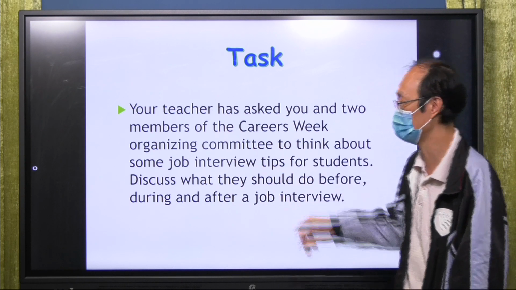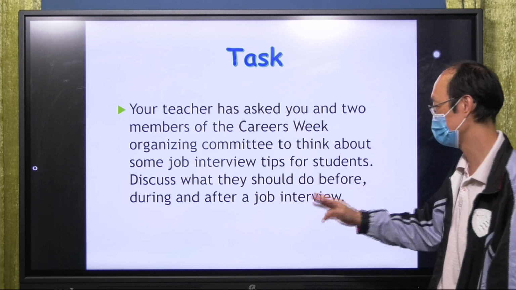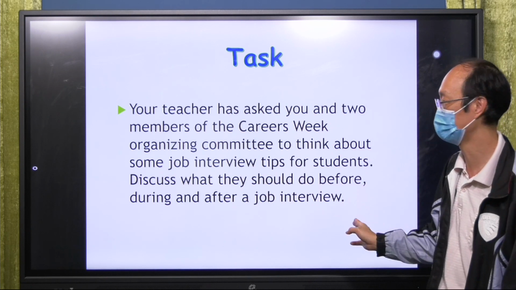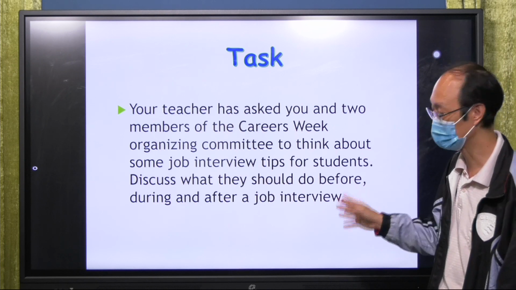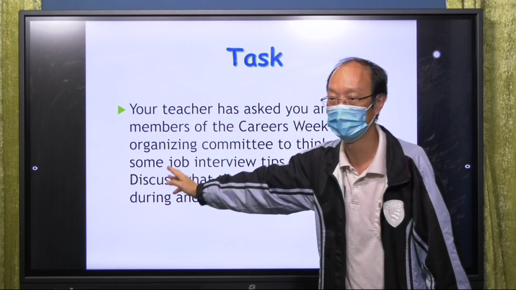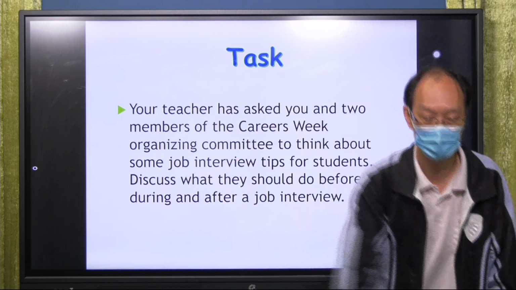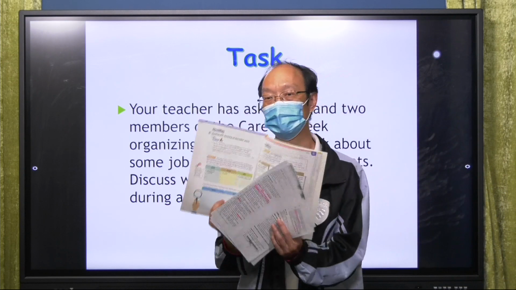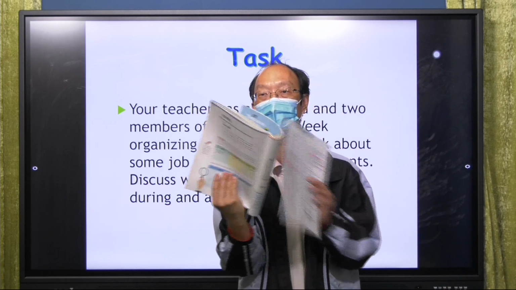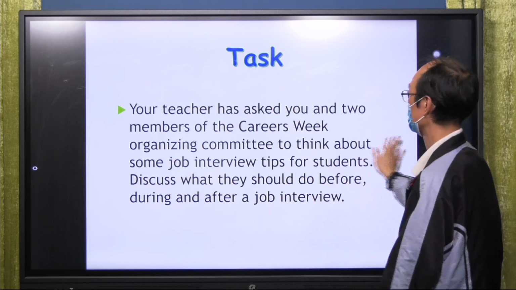Interview tips. That means what they should do before, during, or after a job interview. You can find this example in your textbook, on page 120.